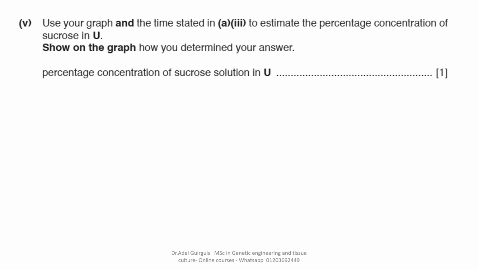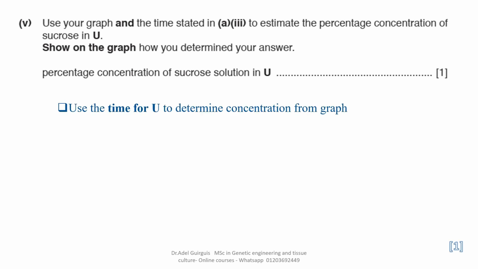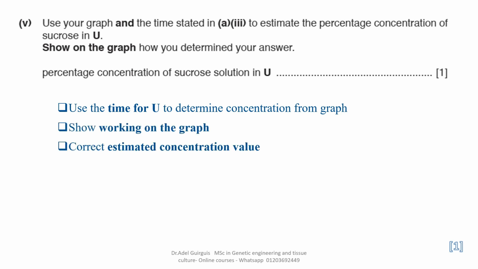Here, use your graph and the time stated to estimate the percentage concentration of sucrose, shown on your graph as we did in the last slide, equal 3.5. Use the time to determine concentration from the graph. So working on the graph like we did. Okay, correct, estimated concentration value 3.5%.